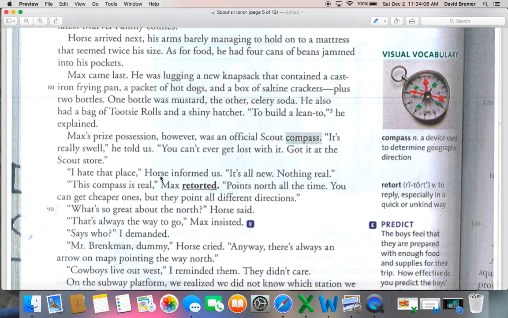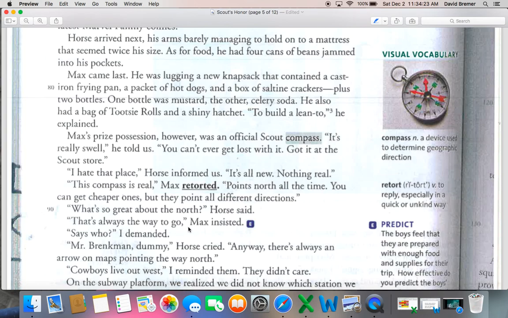"I hate that place," Horse informed us. "It's all new, nothing real." "This compass is real," Max retorted. "Points north all the time. You can get cheaper ones, but they point all different directions." "What's so great about the north?" Horse said.